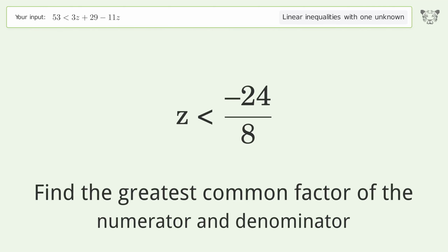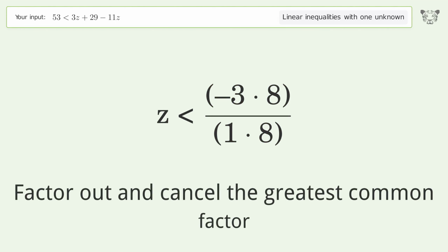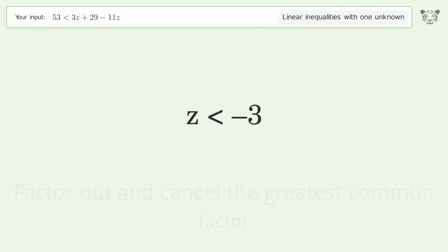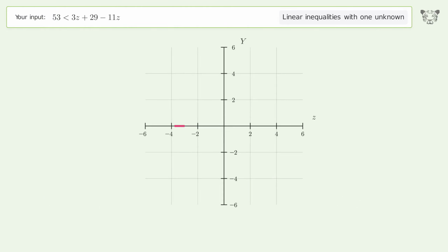Find the greatest common factor of the numerator and denominator. Factor out and cancel the greatest common factor. Plot the solution on a coordinate grid. And so the final result is z smaller than -3.